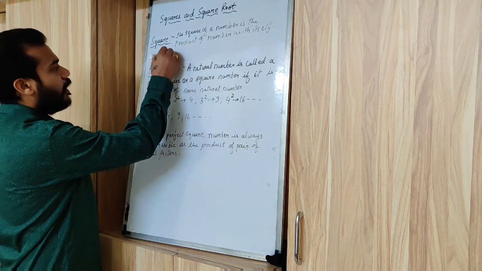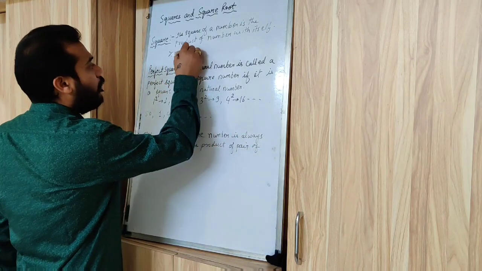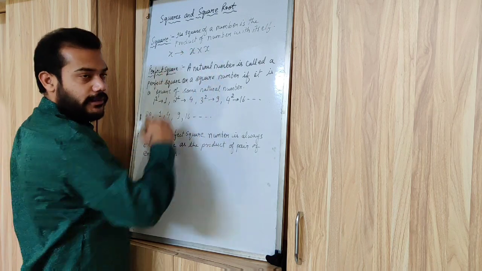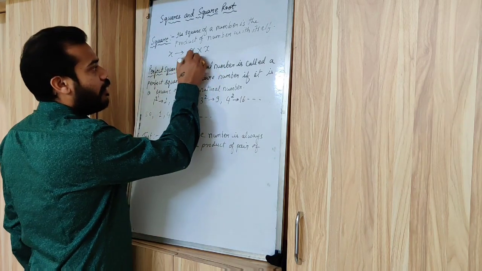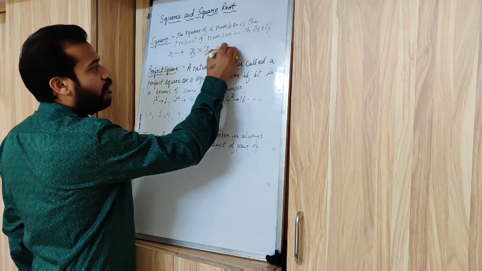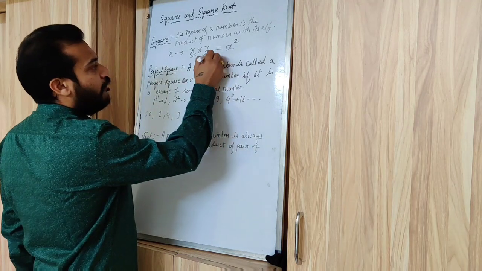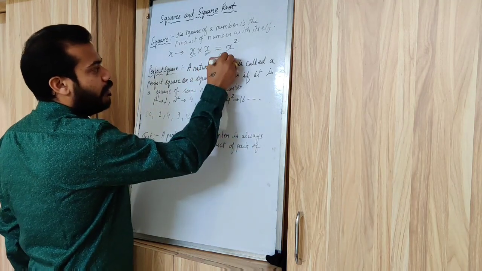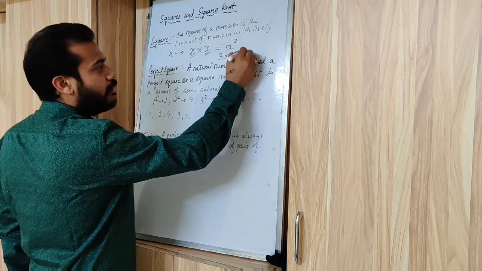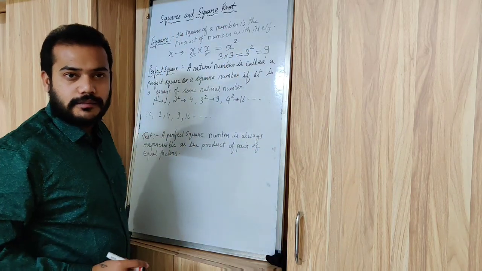Let us take one number x. How will you find the square of that number? By multiplying x with x, the number with itself, and it is denoted by x to the power 2. Like if you take 3 into 3, that is 3 square, or 9.